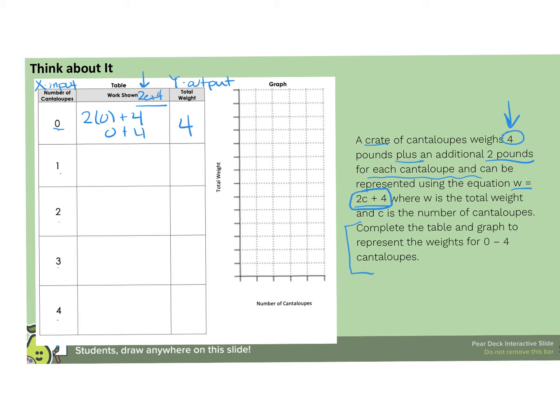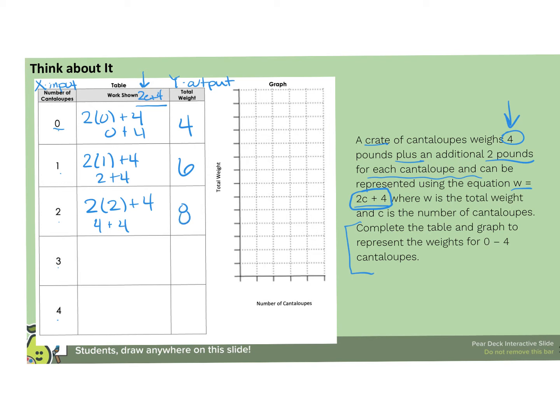If I add 1 cantaloupe, I'm adding 2 pounds, but we're going to do the math. So I'm going to do 2 times the number of cantaloupes, which is 1. I'm going to add 4 to that, which will give me 6. Going to keep going. If I add another cantaloupe, now I have 2 times 2, because c is 2 here. I'm going to add 4 to that, and I get 8.